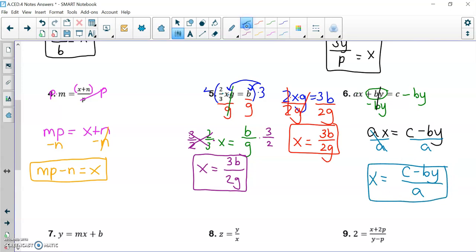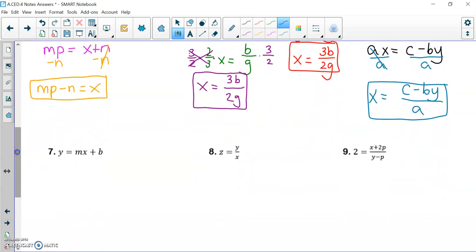This literal equation is no different than this type of equation: ax plus 7 is equal to 9. So I would subtract the 7 first, and then I would divide by a. Same type of situation for number 6. All right, subtract by, and then divide by a.